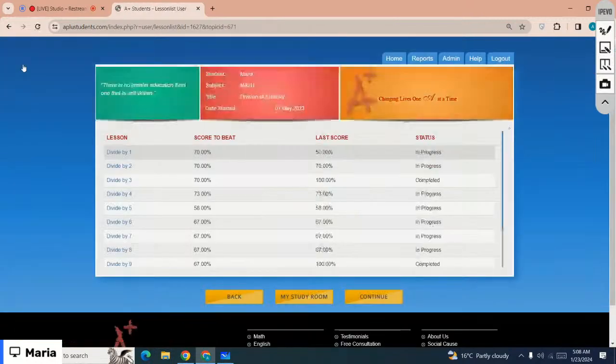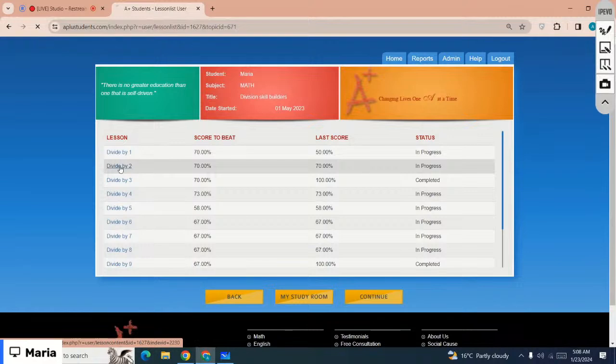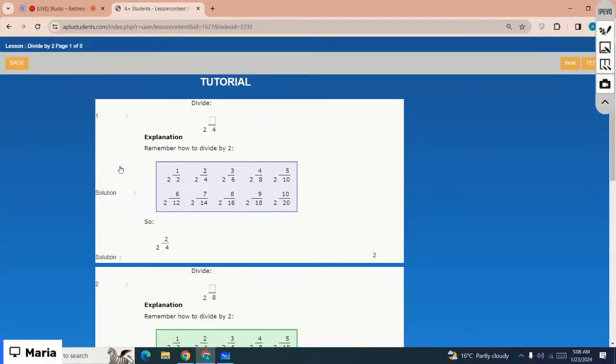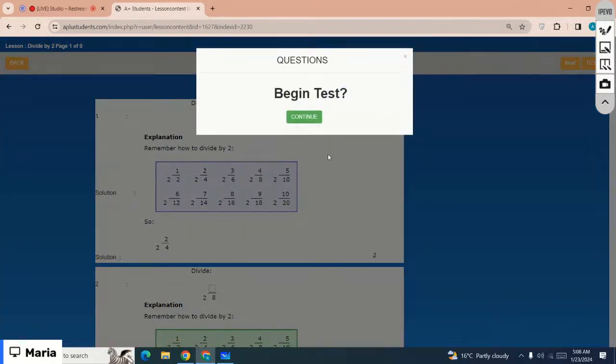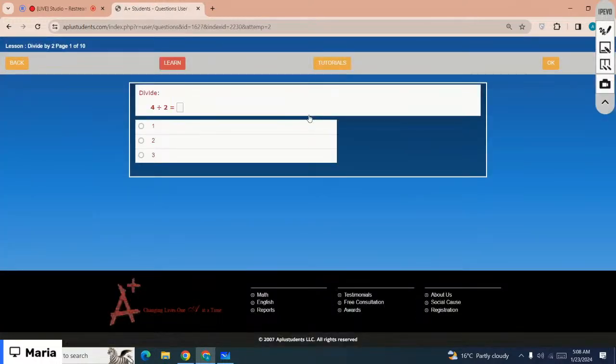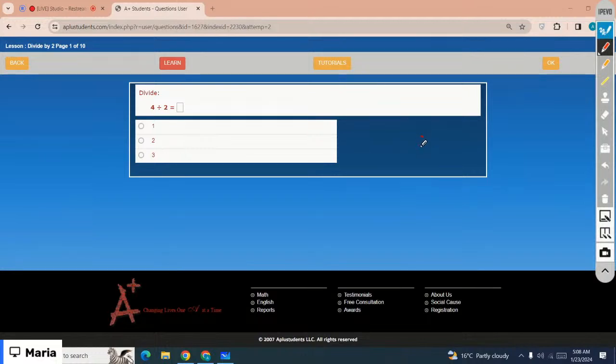Now we're going to start with divide by 2. We're going to learn how we divide by 2. Basically, division and multiplication are opposite to each other, right? You need to count a table of 2 when you are dividing. Let's start with the practice questions. Let me explain how. You need to count a table of 2 until the number. You are given 4 divided by 2, right? So you need to count the table of 2 until you get 4, right?